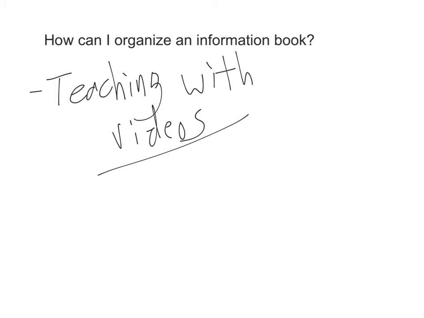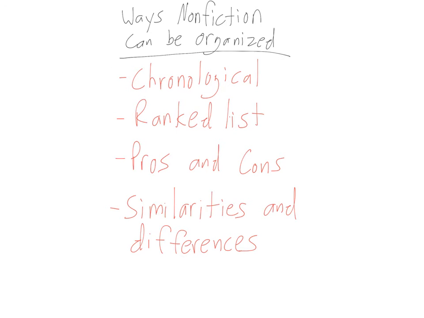What I want you to do is copy down this list of ways that nonfiction can be organized. So here's the chart on ways nonfiction can be organized. It can be chronological, which means it's in time order. Like the book on gardening, you could be talking about the time order of writing a book about gardening, like the order of steps.